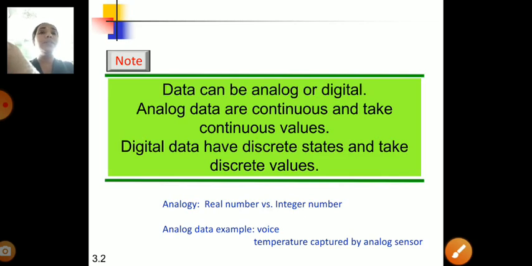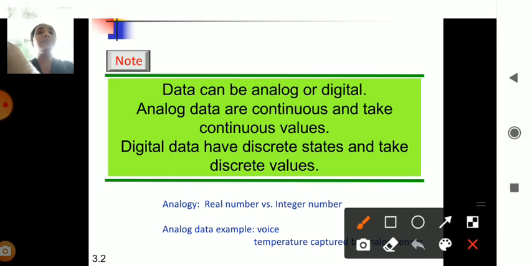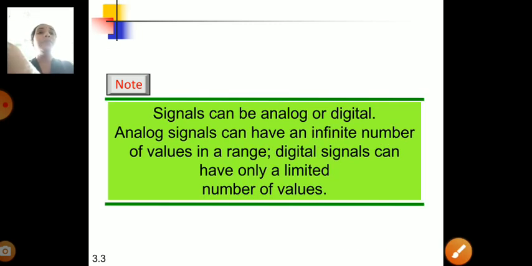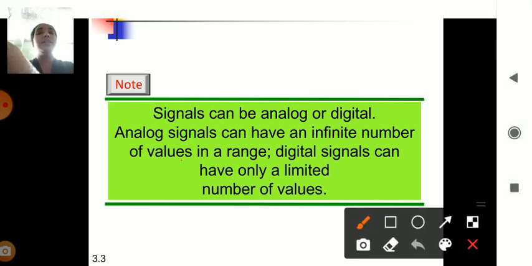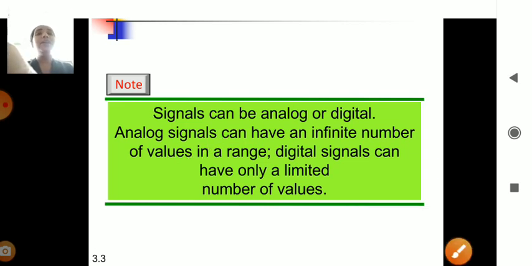So when you consider data in analog or digital form, as I said, it takes continuous values in the analog type, whereas in the digital type it takes discrete values. The number of possible values in an analog signal is infinite. Infinite is nothing but countless; you are not able to count them one by one. But a digital signal is limited, and the number of values is also limited in digital types.